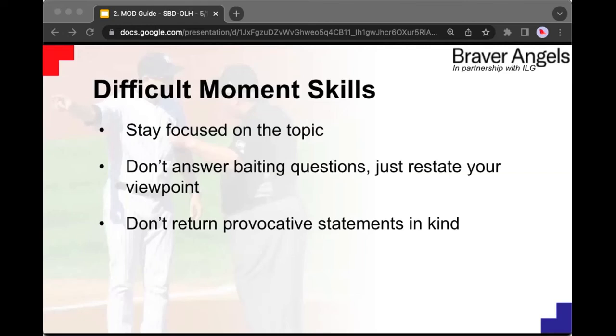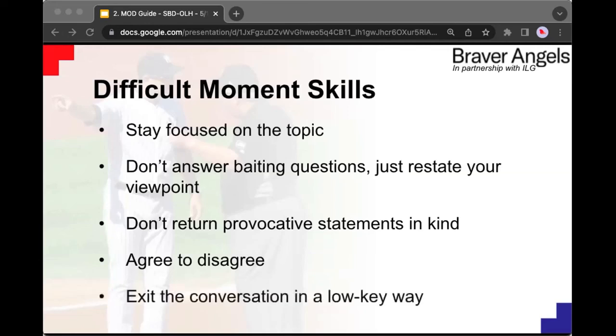And then if some differences are just so entrenched that you just don't see a way out, you can agree to disagree. You can decide that you're not going to continue the conversation and make a basic exit. And when you do exit the conversation, figure out ways to exit it in a low-key way.